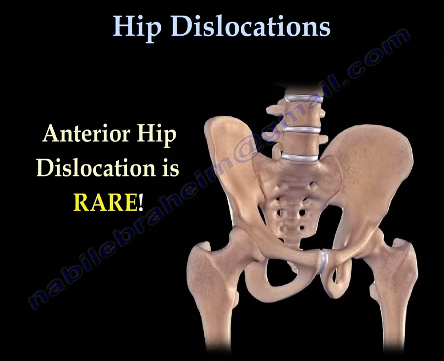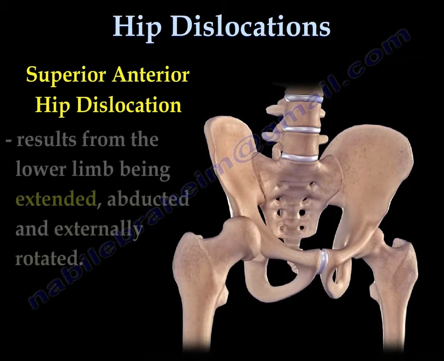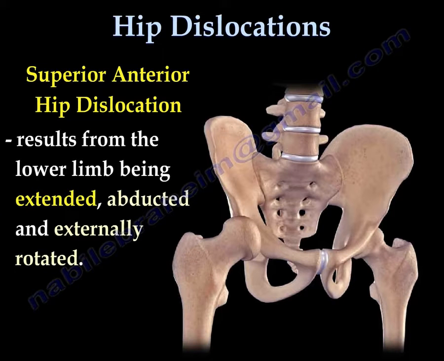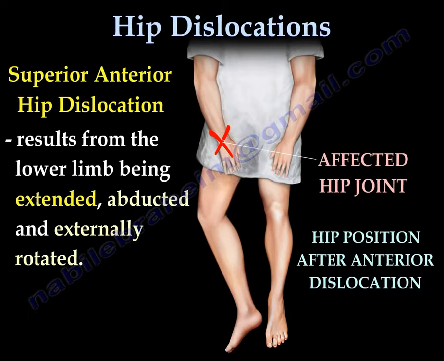Anterior hip dislocation is rare. It could be superior anterior hip dislocation, and the lower extremity will be extended, abducted, and externally rotated. You can see the position of the lower extremity after anterior dislocation of the hip.